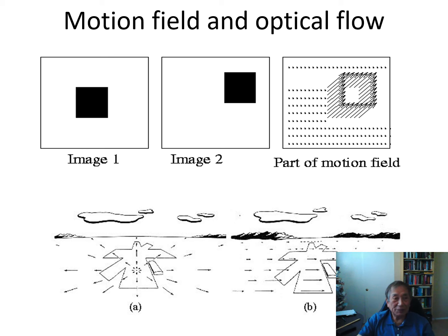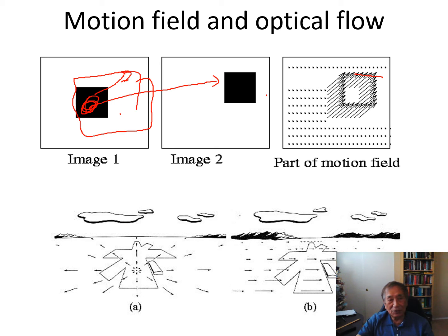So here, for motion field and optical flow, the black square is moving to this location, so those field areas of the pixels are changing. This is the motion field. Then we see that somehow those little pixels over there look like they are stretched out. So the better illustration is this one.